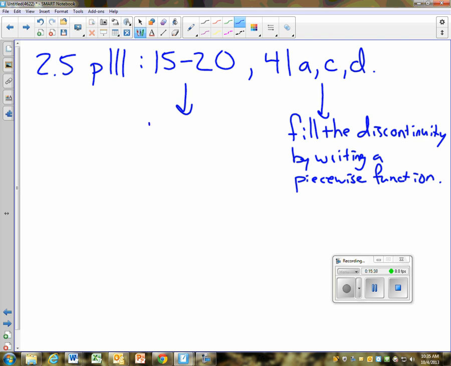Okay, so you identify, is it a jump? Is it removable? I don't know how to spell removable. Is it infinite? Okay? So you got to define one of those. You got to tell then, does it fail 1, 2, or 3?